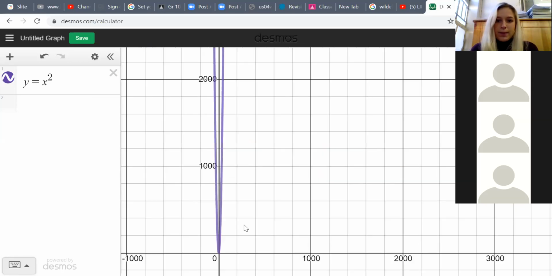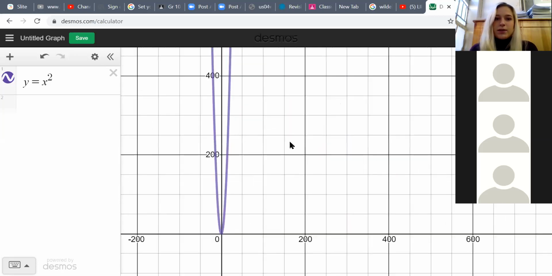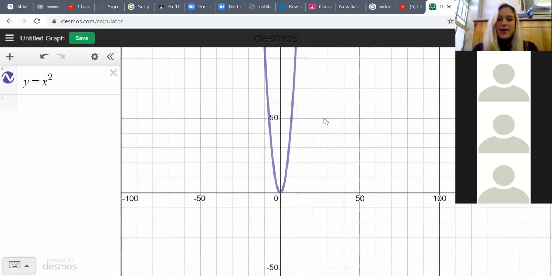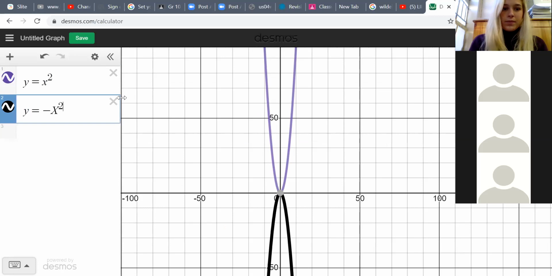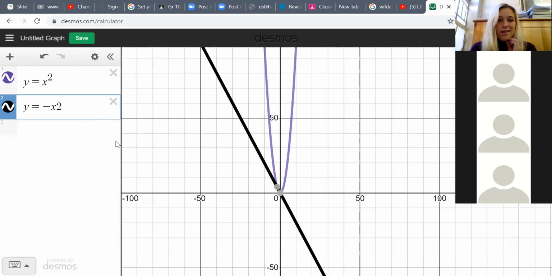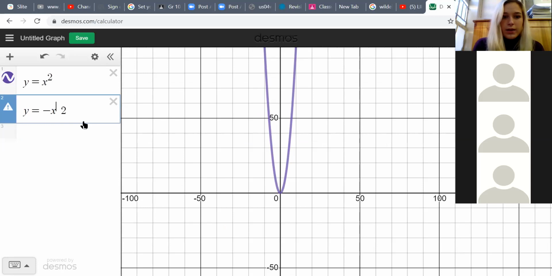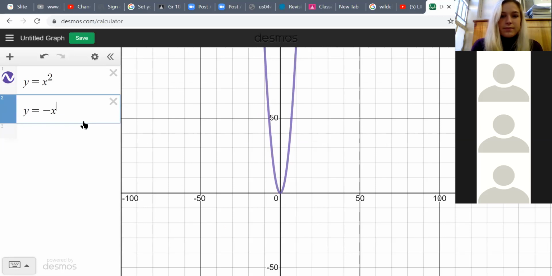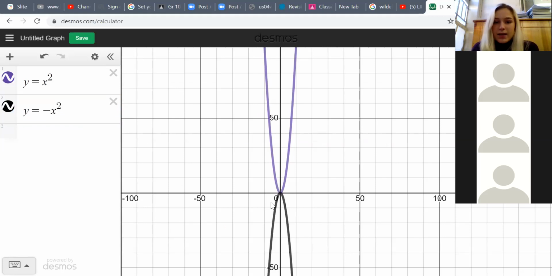Okay, so this was a nice parabola. And we can see, because it's a positive parabola, it's a happy smiley face, because there isn't any negatives in it. Let's have a look at a negative parabola. Okay, negative x squared. Negative x squared is the exact same parabola, just upside down, just like I showed you.